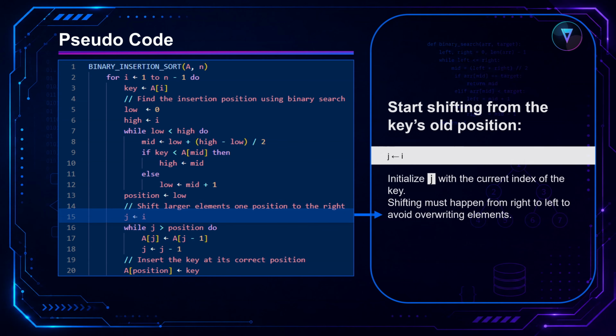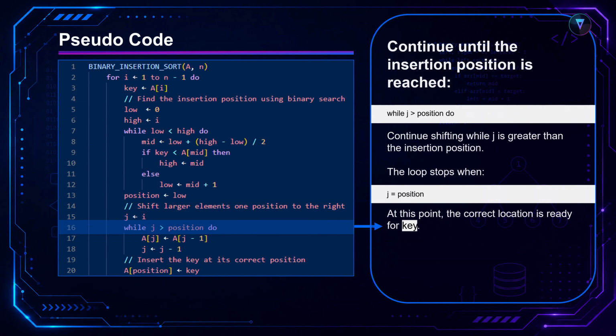The next comment says, shift larger elements one position to the right. Why is shifting necessary? Binary search tells us where the key belongs, but that position may already contain another element. We must move the larger elements to the right to create an empty space. The next line is, j equals i. What does j represent? The variable j controls the shifting process. It begins at the key's original index and moves toward the insertion position.